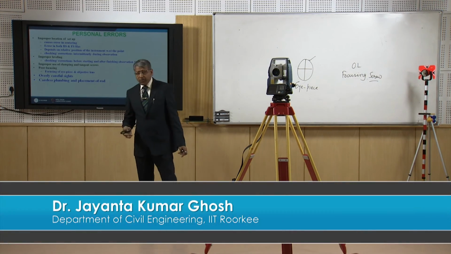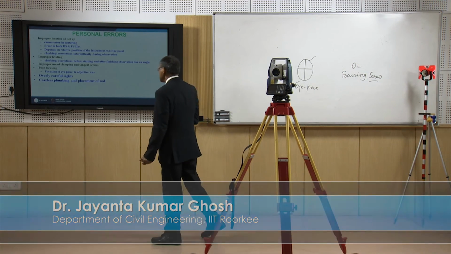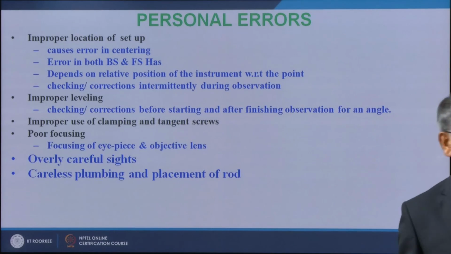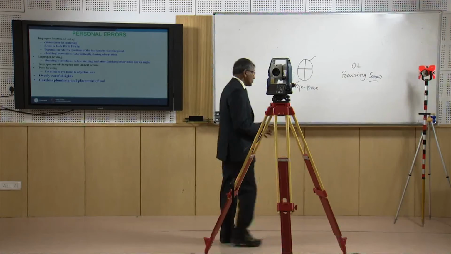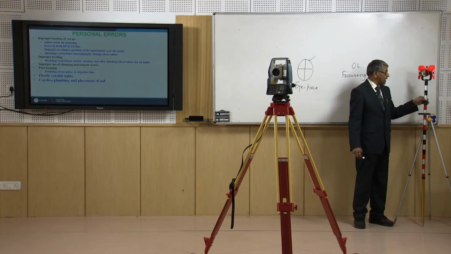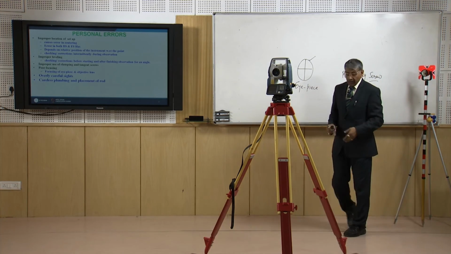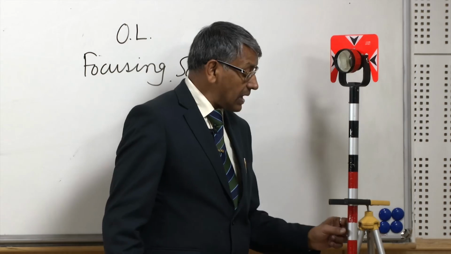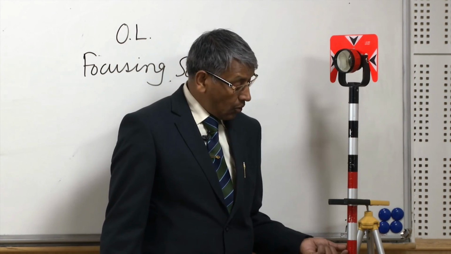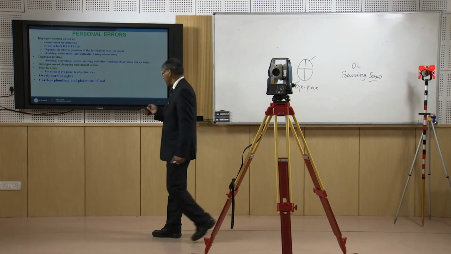Sometimes being overly careful may also lead to some errors, as can careless plumbing and placement of the reflector. Whenever we make use of the reflectors, we may be careless in holding it; it may not be fixed, it may not be straight, it may not be properly level. Actually, with this plumbing bob there is a level, so that level should be properly seen and maintained.